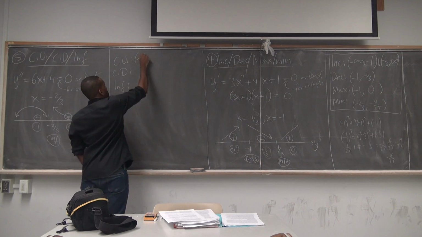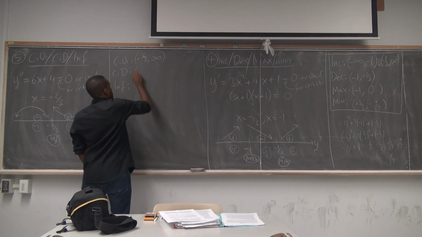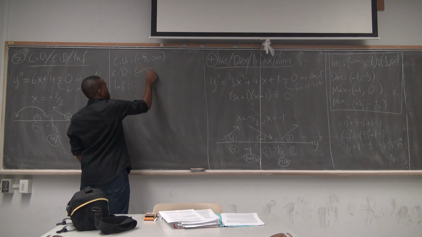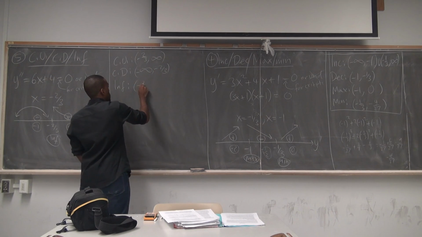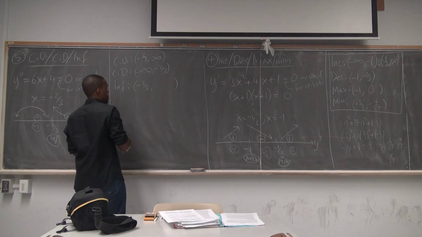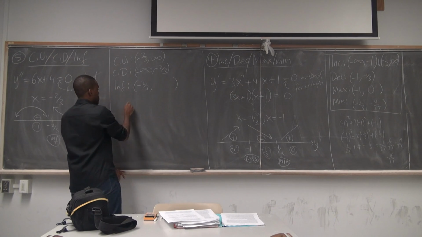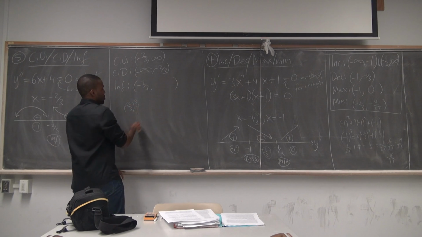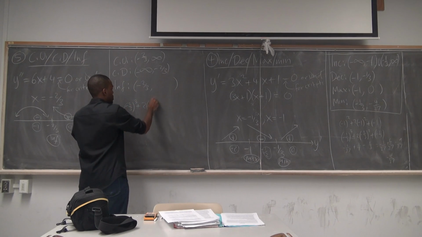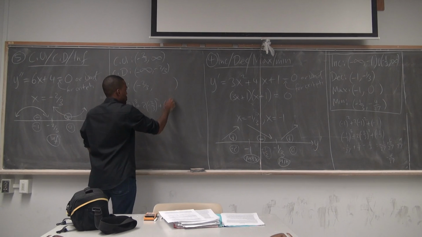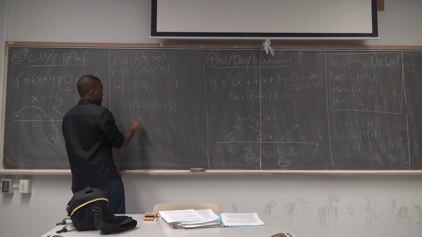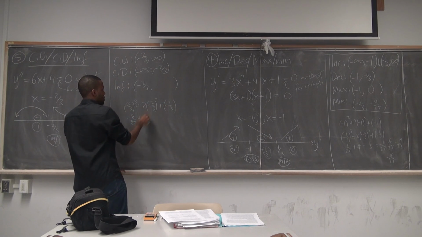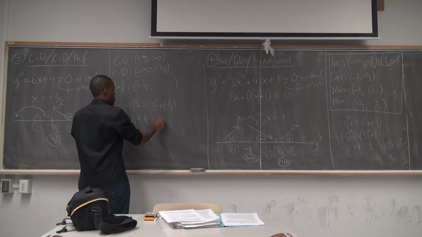Concave up, concave down, my inflection happens at minus 2/3, comma. So again, we're going to plug that into the original. I'm going to take minus 2/3 cubed plus 2 times minus 2/3 squared plus minus 2/3. So this is going to give me minus 8 over 27, plus 4 times 2, 8 over 9, minus 2 over 3.